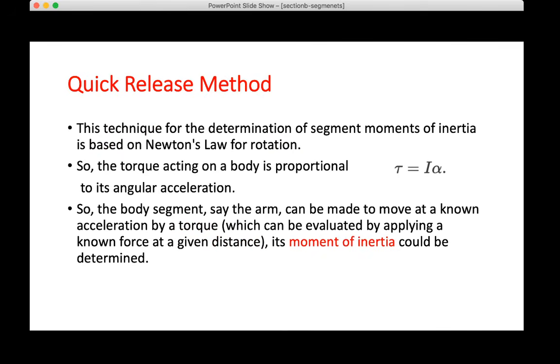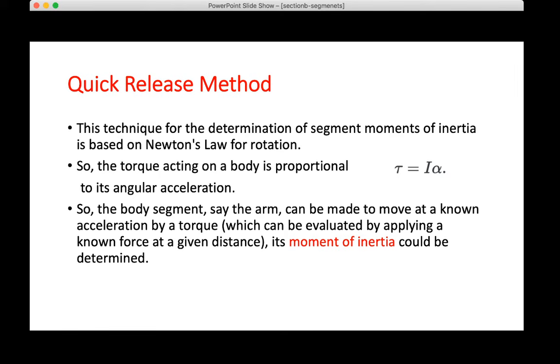Now coming to the next method, which is known as the quick release method. This is another method for measuring body segment parameters. What this technique involves, for determination of segment moments of inertia, is based on Newton's law of rotation. So this method basically measures moment of inertia. For this you have to recall that law.